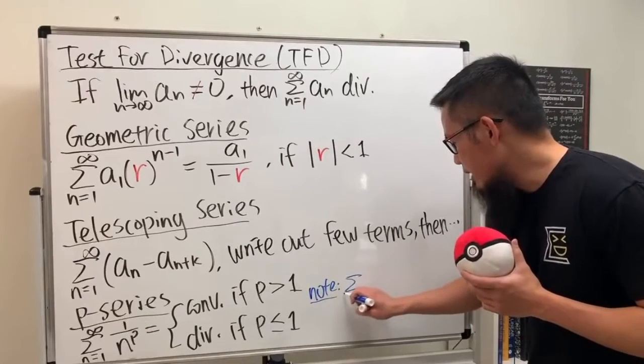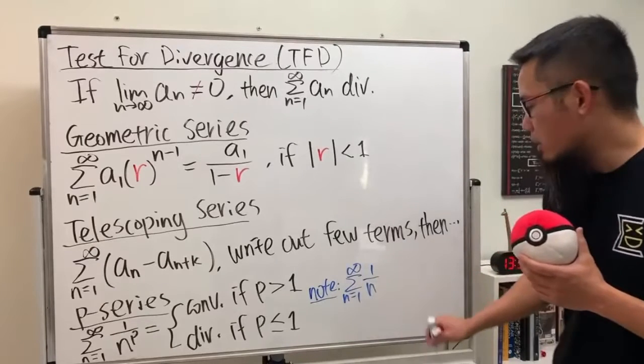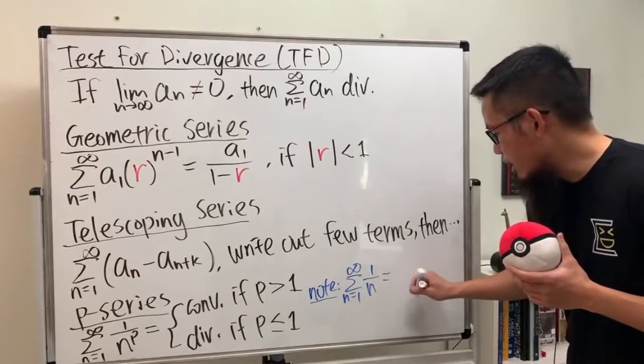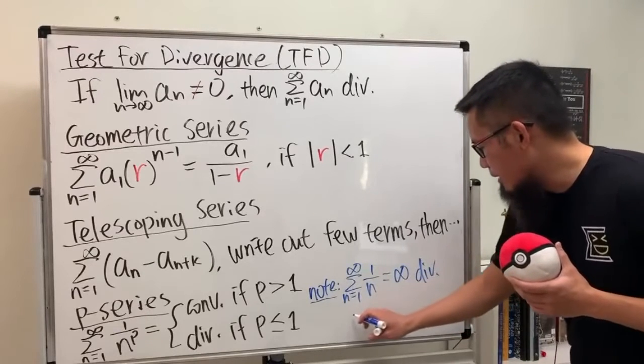If you have the series as n goes from 1 to infinity, 1 over n to the first power, this right here actually diverges, right? And it actually goes to infinity. And this right here is called the harmonic series.